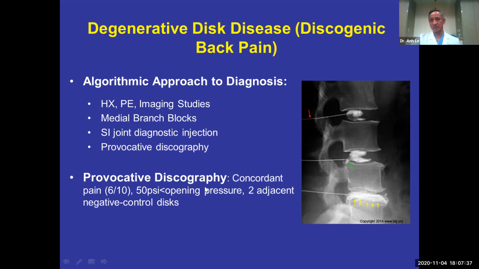So we look for two things once we have injected the dye into the disc space. First of all, does the act of injection produce concordant pain? Also known as producing similar pain. If it produces concordant pain, 6 out of 10, then that disc could be the cause of the pain. But we also have to have two adjacent discs that, when we inject, do not cause pain, which is basically two adjacent negative control discs.